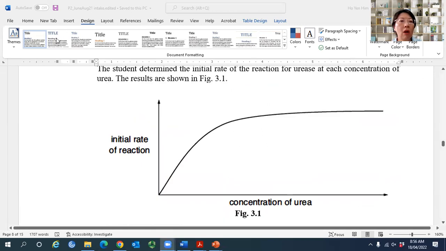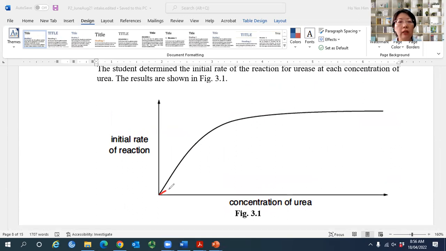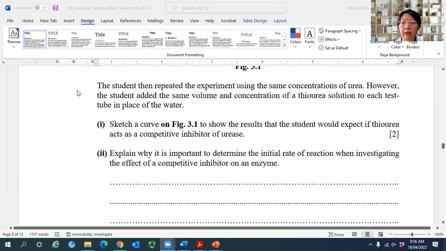Okay, so if it's a competitive inhibitor, you start with the curve lower than the original, right? Because you have competitive inhibition, but eventually it will have to reach the maximum. So 1 mark is given for starting from 0 with the curve lower than the original curve without inhibitor, and finally ending up at the same maximum rate of reaction as this curve. So 2 marks. Most students get it correct, right?